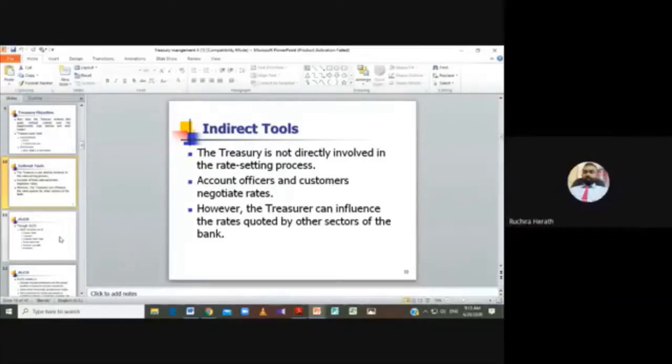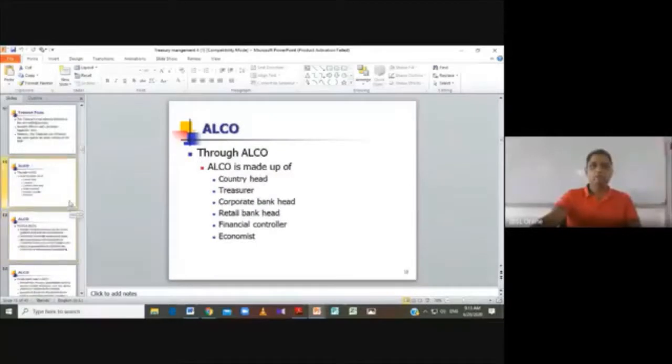Right. So next we go into ALCO. Sorry, any other questions on that? Okay. So we are going to ALCO. ALCO is basically the Assets and Liability Committee of the bank.